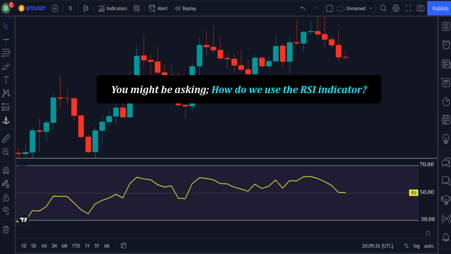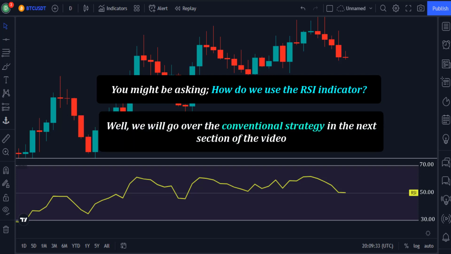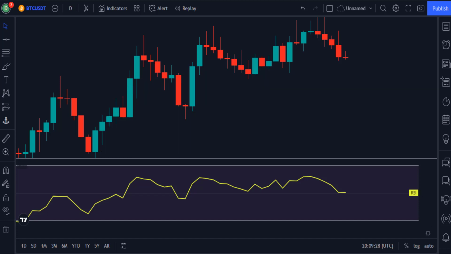Now the question you might be asking is, how do we use the RSI to spot trade entries and exit signals? The answer is in the next section of the video, which is the conventional application of the RSI. So let's get right into it.